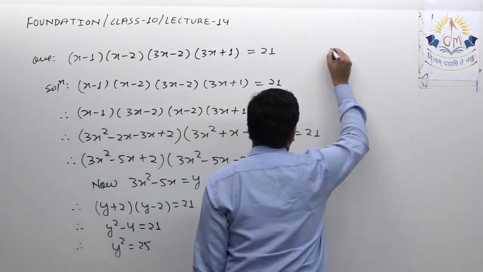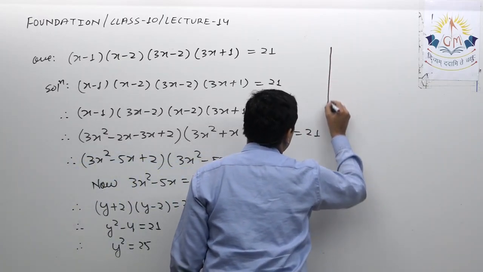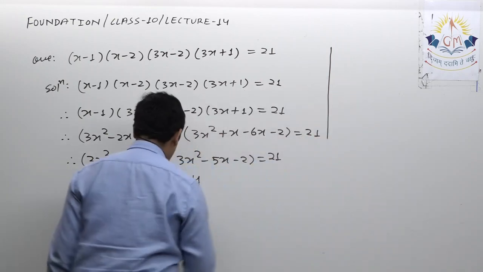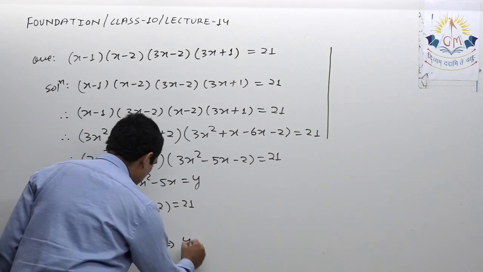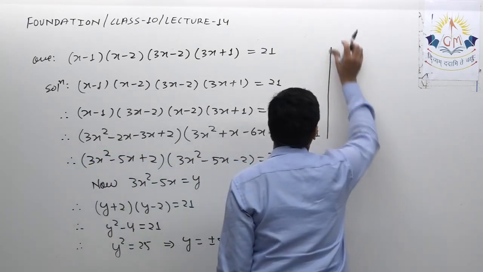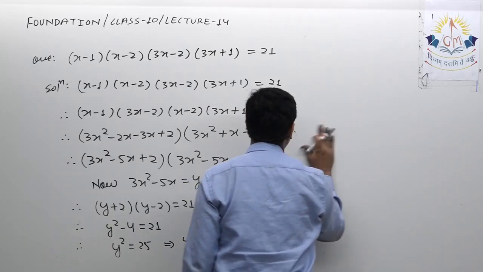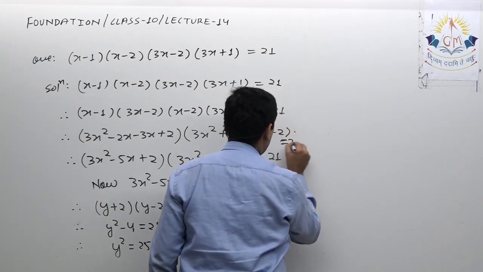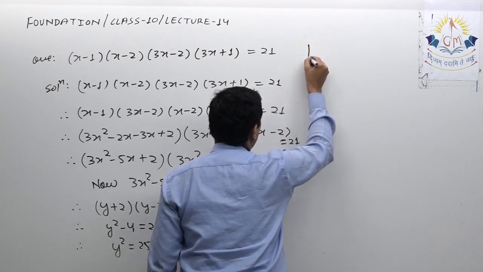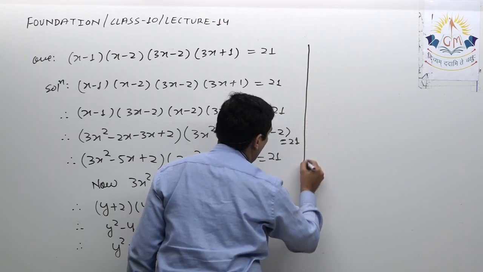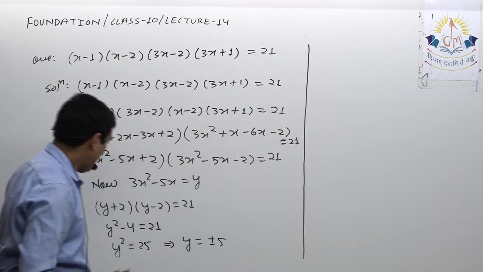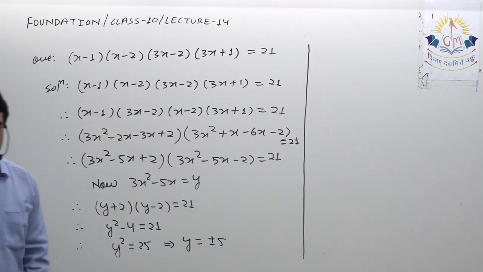Further on solving, I will get the value of y. Therefore y is equal to plus minus 5. Two possible values of y are there, that is plus 5 and minus 5. Now I will solve for y equal to 5 and y equal to minus 5, so I will get the values of x. So try to solve it further, then I will give you its remaining solution.